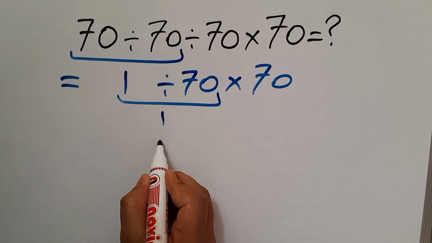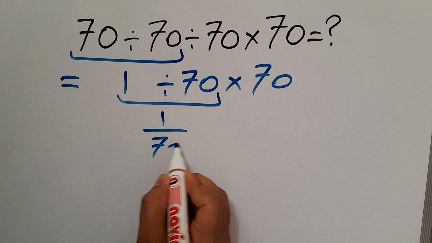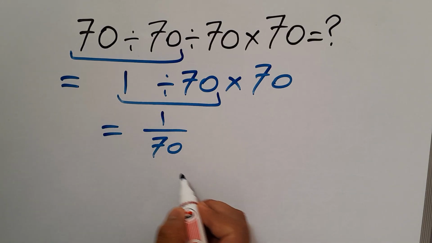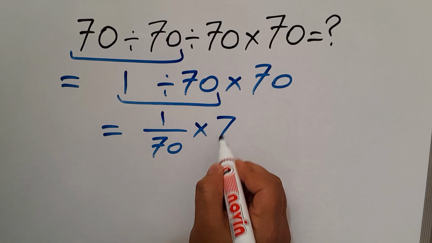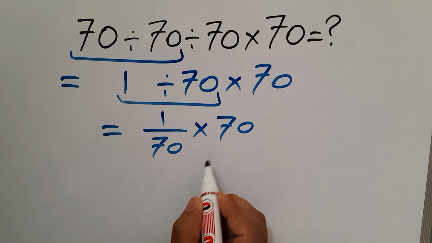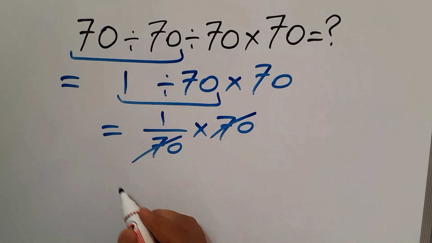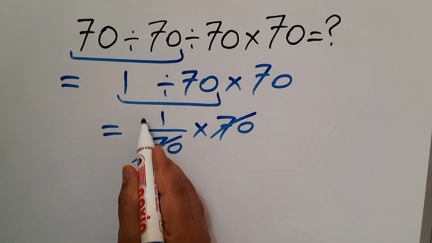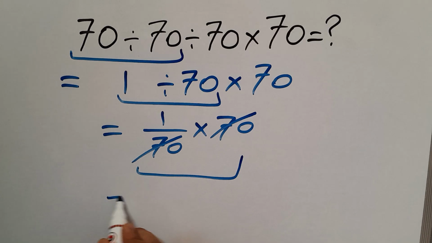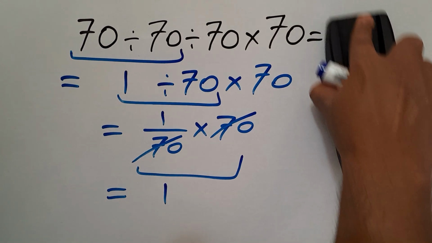We can write 1 over 70. So 1 over 70 times 70. We can easily cancel this 70 and this 70. So we have just 1. So our final answer to this problem is just 1.